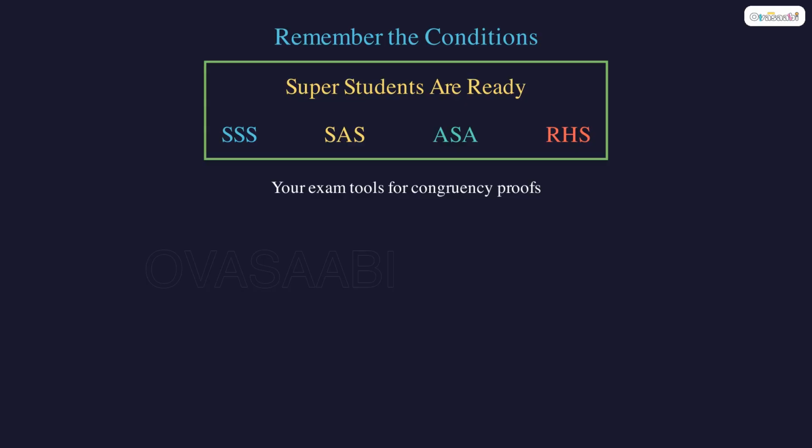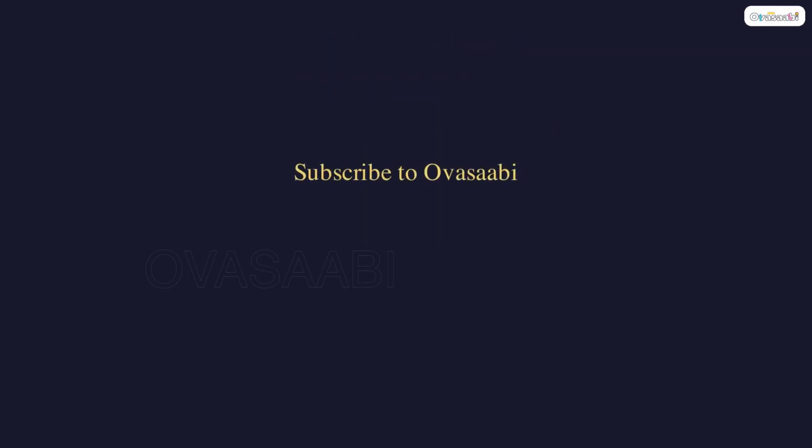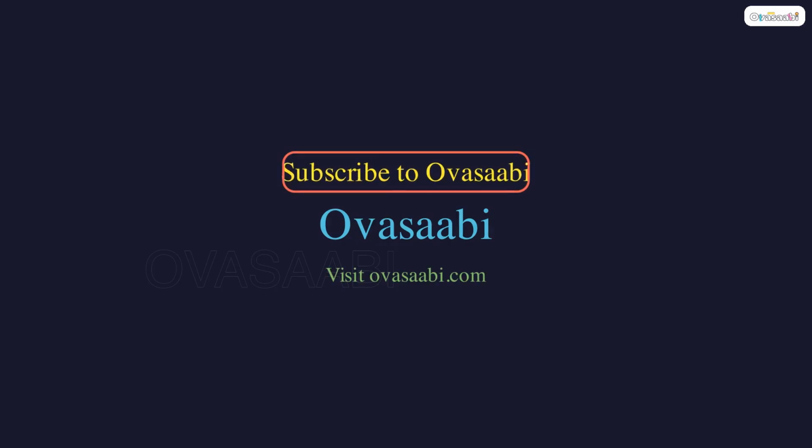Remember this phrase: super students are ready. SSS, SAS, ASA, RHS. These 4 conditions are your tools for proving congruency in exams.